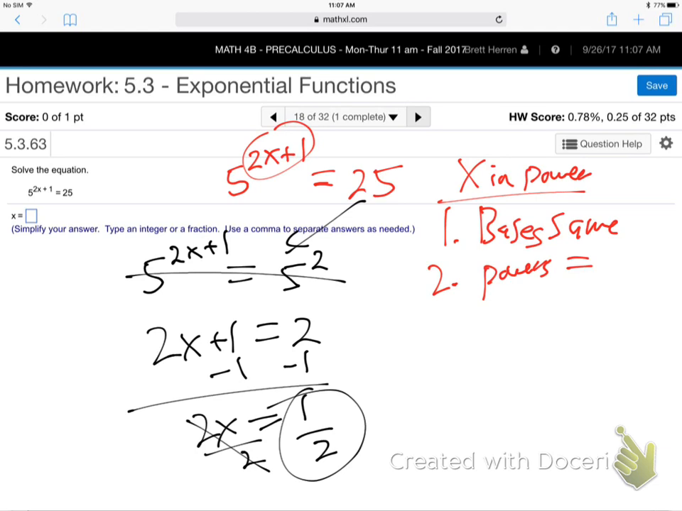That good? Is the method making sense? Base is the same, cut them out, powers are equal, solve them. Is that really true? Is the answer really a half? It is. You can go back here and see it. If you put in a half for x, what would be 2 times a half? 1, plus 1? 2. 5 to the 2? Yeah, 25. It's true, huh? Half's really the answer. That's right. All right.